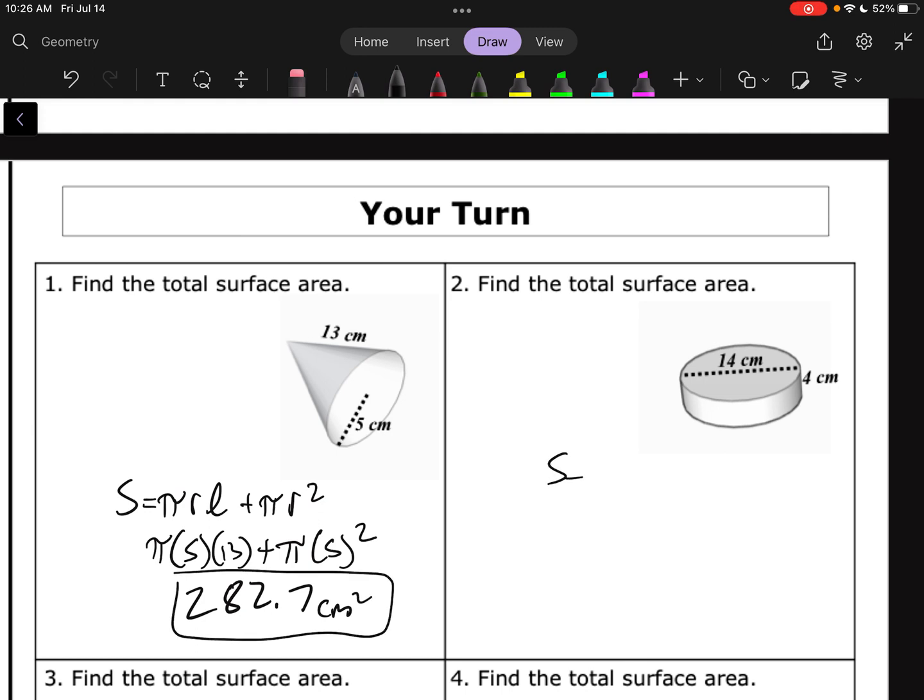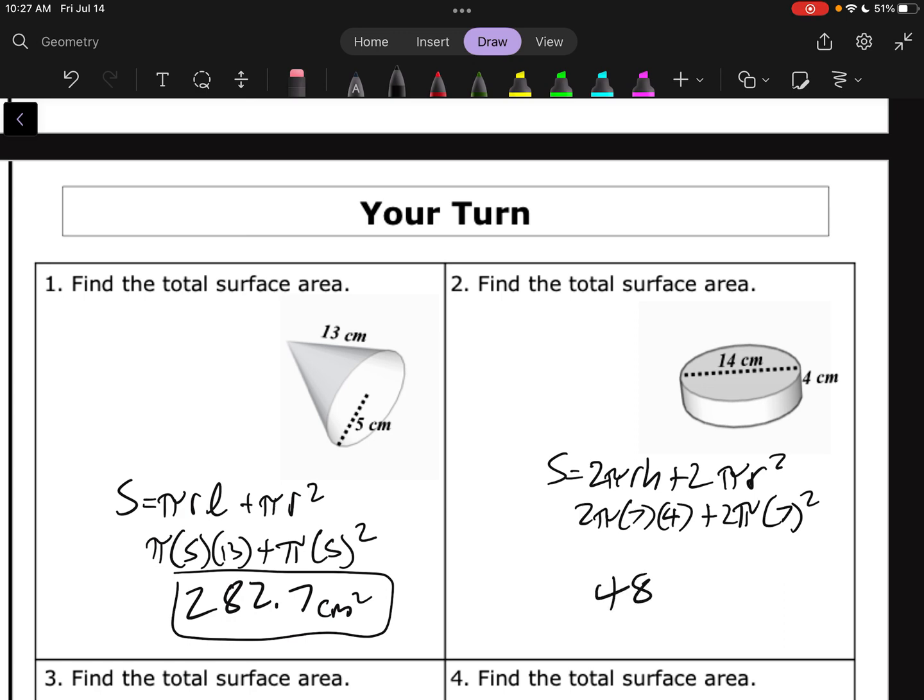Then we had a cylinder. Cylinder was 2 pi RH plus 2 pi r squared. This should have been 2 pi 7 times 4 plus 2 pi 7 squared. And as I plug that in, I get 483.8 centimeters squared.